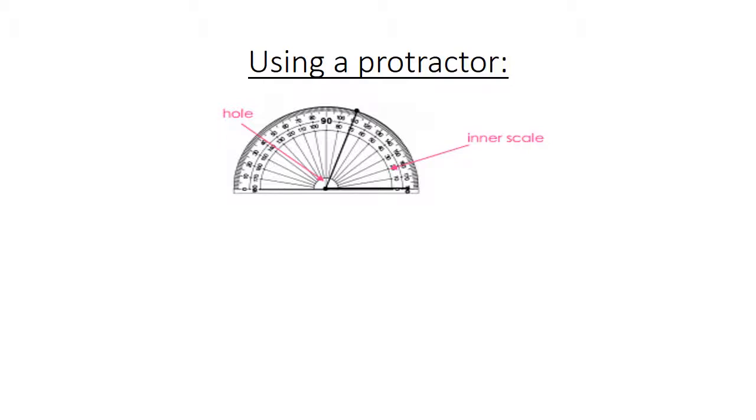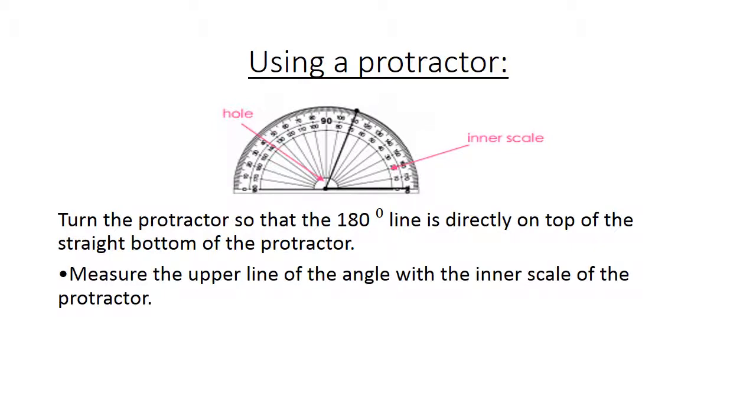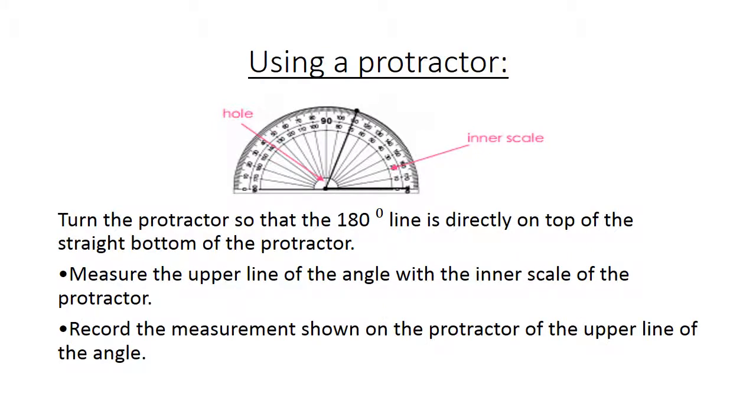Using a protractor. Here we have an image of a protractor. We have a hole right in the middle there, and then you have an inner scale, and on the outside you also have an outer scale. Turn the protractor so that the 180 degrees line is directly on top of your straight bottom of the protractor. Measure the upper line of the angle with the inner scale of the protractor. Record this measurement shown on your protractor.